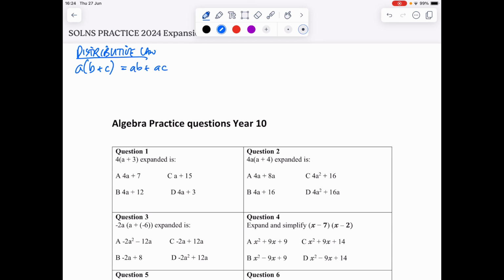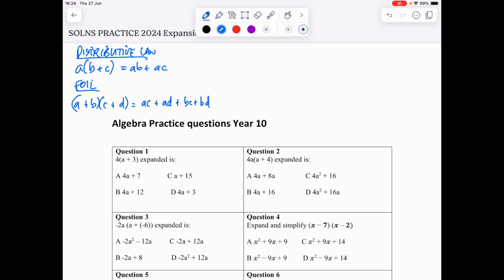FOIL: (a + b)(c + d). The firsts are AC, plus outers AD, plus inners BC, plus lasts BD.